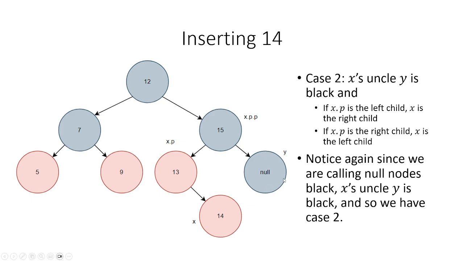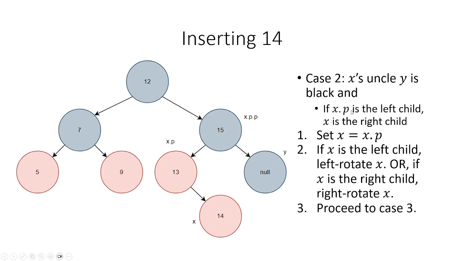Again, I'm going to draw this null node here as being black just for the example's sake. I feel like it's helpful. So in this case, we have X's uncle Y is black. Even though it's a null node, again, it's black. And then if X's parent is the left child and X is the right child, which is what we have here, X's parent is the left child of 15, and X is the right child of its parent.